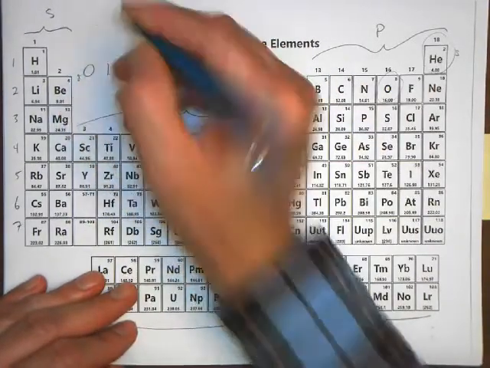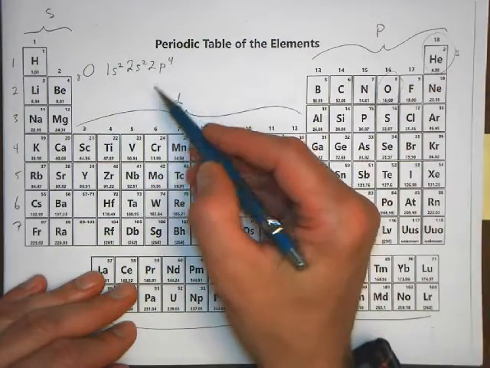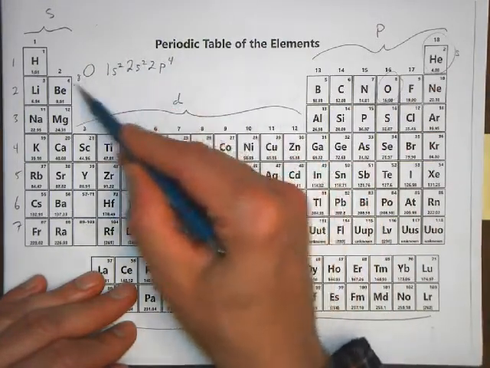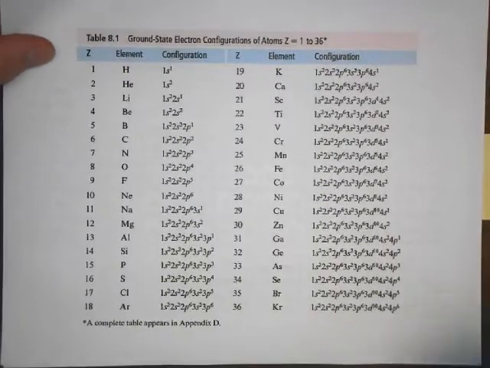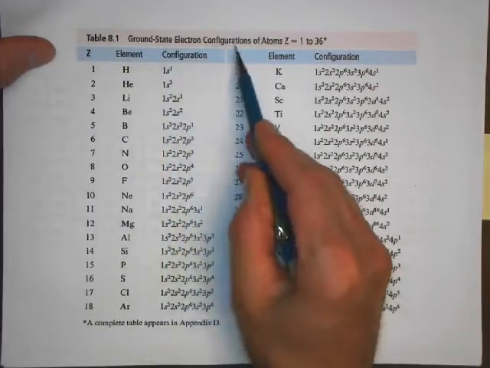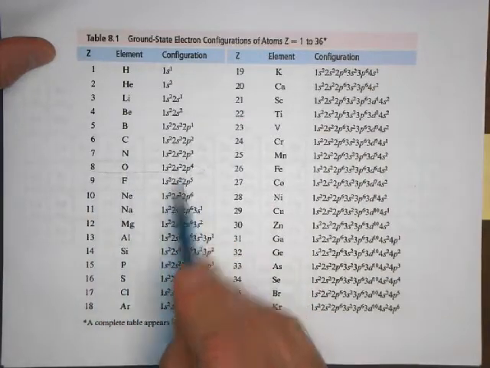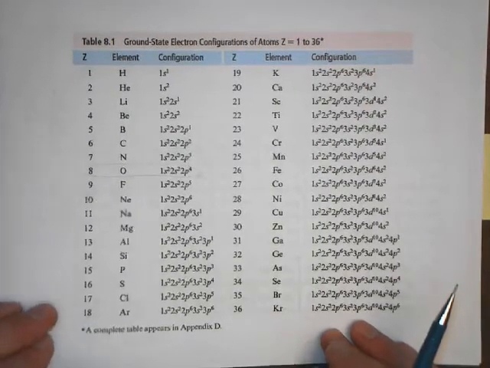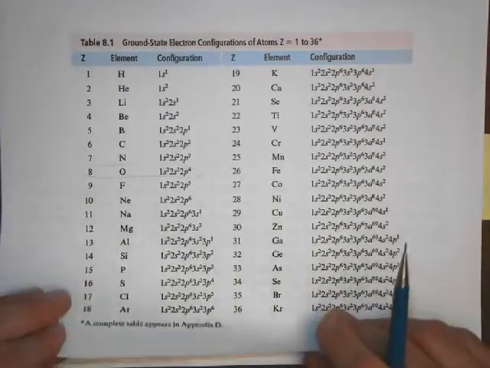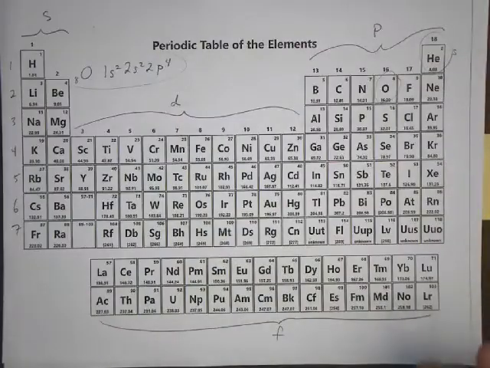So oxygen, 8 protons, 8 electrons. This would be the ground state configuration of oxygen. You'll see what we did here. This is table 8.1, but these are the ground state electron configurations. Oxygen. How did they get this? Well, they did exactly what I just showed you. Use the periodic table to fill the electrons as we go. That seems to be a relatively straightforward way of doing that.